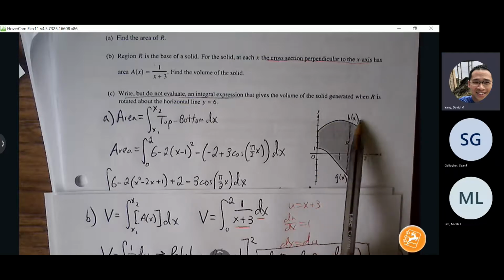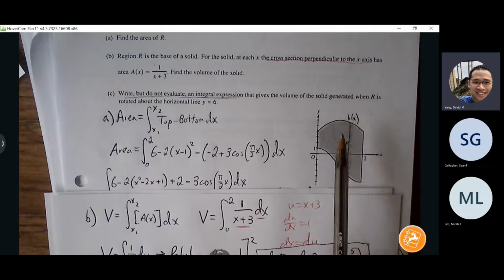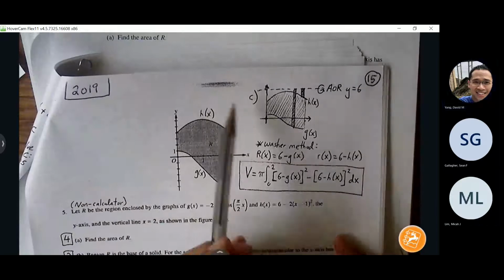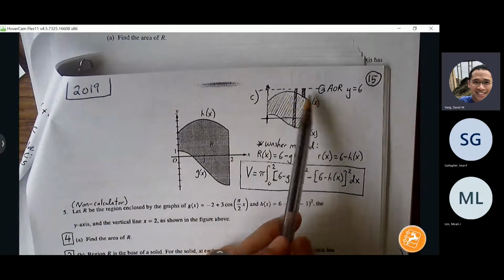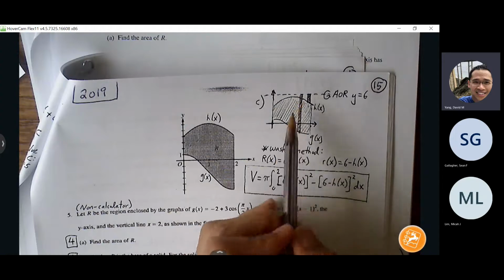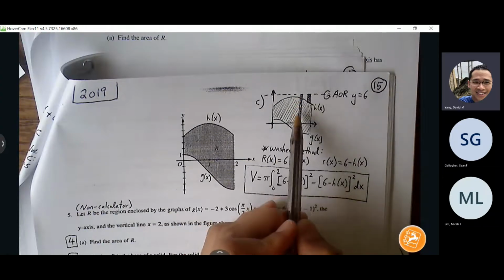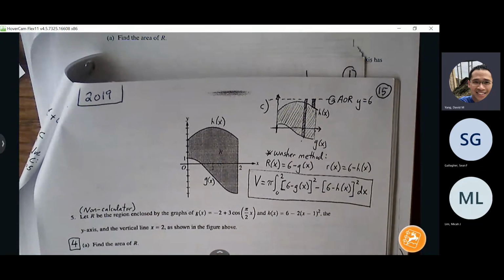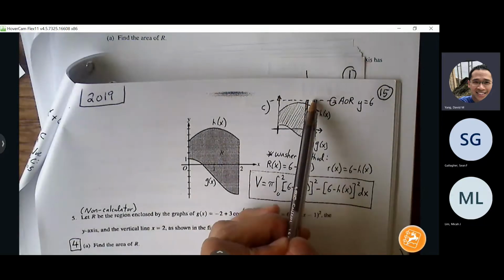We know this is not going to be the disk method, it's going to be washer method. And because it's washer method, we have to draw in 2 radii. So here's my diagram that I drew here. Okay, so here's my curve. Here's my y equals 6. I know it's going to be washer method, so I draw 2 radii, one that extends from the dotted line all the way to the furthest boundary. And then I also need to draw a small radius that will start from the center as well.